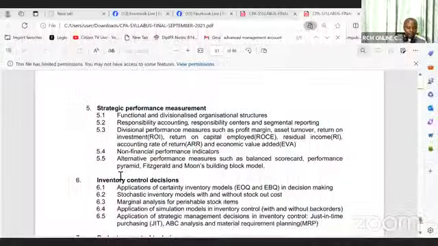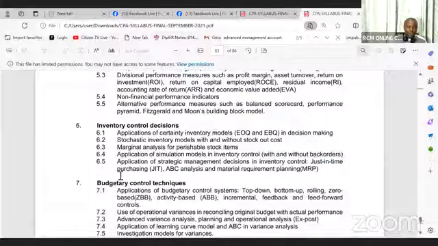If you don't mind, ladies and gentlemen, I'll go now to the last sections. Inventory control decisions. Under inventory control decisions, we want to teach you guys EOQ, economic order quantity, which is the square root of 2DCo over Hc, where, if you remember, D is the demand and Co is the ordering cost. I'll be going through that.